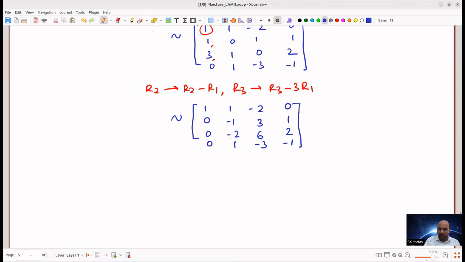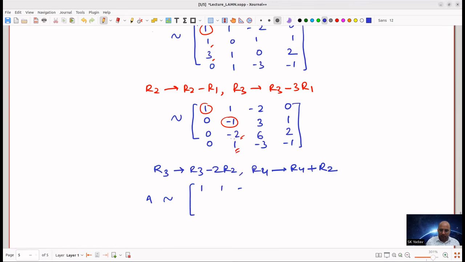This is now again not in REF. This is a leading element. This one is a leading element. So I have to make these two elements 0. So I will apply one more operation, and that is R3 is now changed to R3 minus 2R2, and R4 is now R4 plus R2. After this, your matrix A is changed to the new matrix, which is 1, 1, minus 2, 0, and 0, minus 1, 3, 0. And then I have here 0, 0, 0, 0. Last row 0, 0, 3 minus 3, 0, minus 1 plus 1, 0.